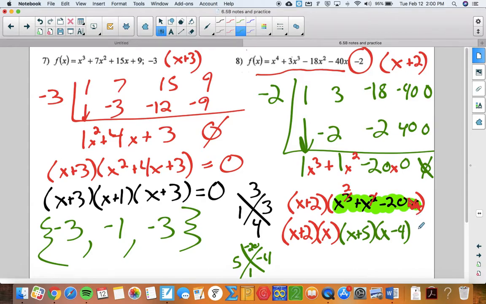We want to know the zeros of the polynomial. At what values of x is the polynomial 0? So solutions are, now that we see it in factored form, negative 2 is definitely a solution. 0 makes this factor equal 0. Negative 5 makes this factor become 0. And 4 makes this factor become 0. Those are my solutions.